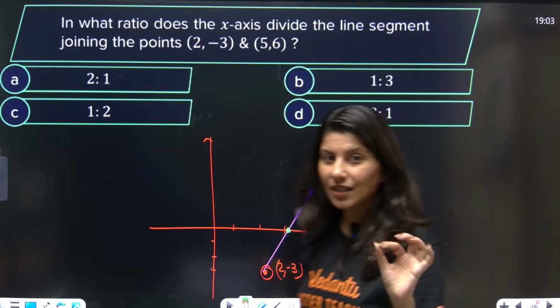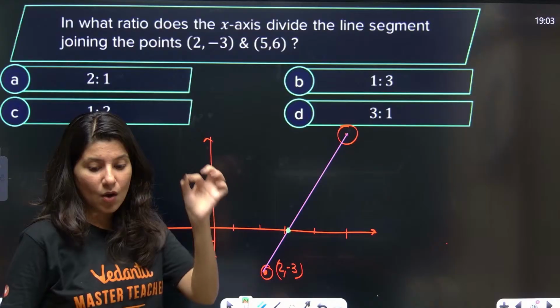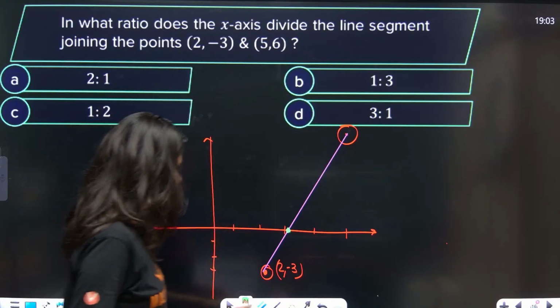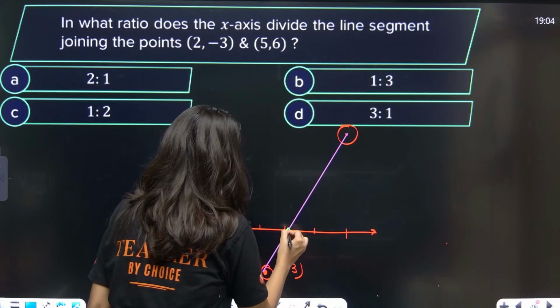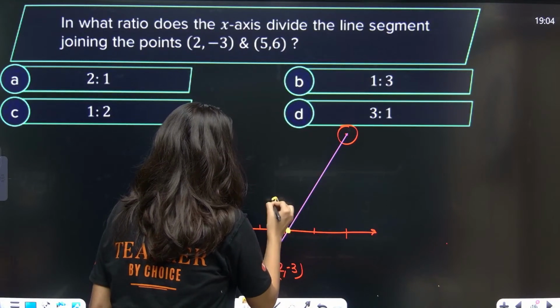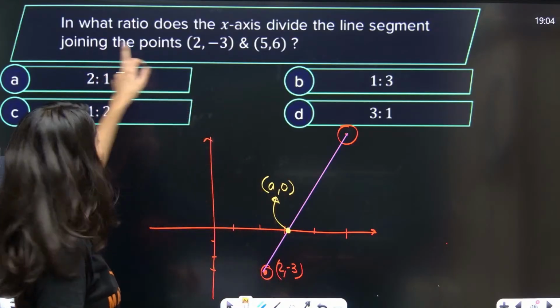So first thing, understand, what is the special thing in x-axis? What is that one special thing in x-axis? If you want to assume a point on x-axis, it will be, let's suppose, a comma 0, okay? And now in what ratio?